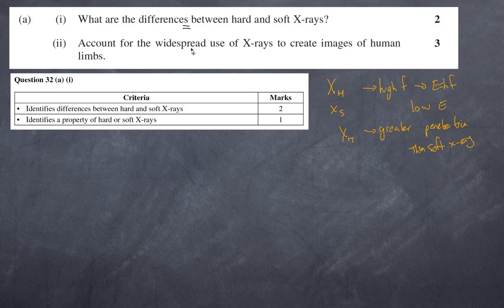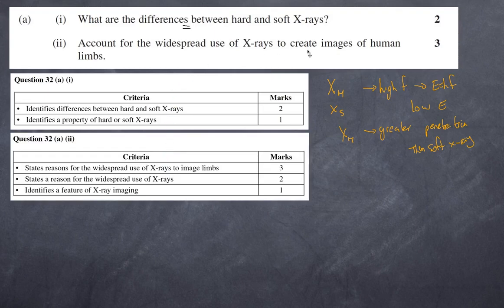Let's have a look at part 2. It says, account for the widespread use of X-rays to create images of the human limbs. Let's pull this question apart. It's about the use of X-rays, not the production. It's about the use of them. It's about producing images, but notice here it says human limbs.